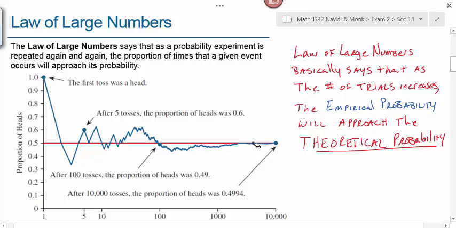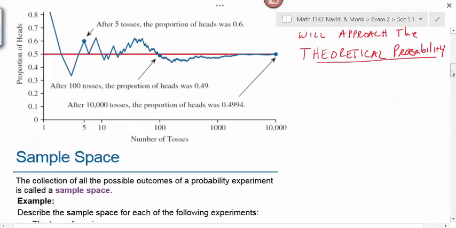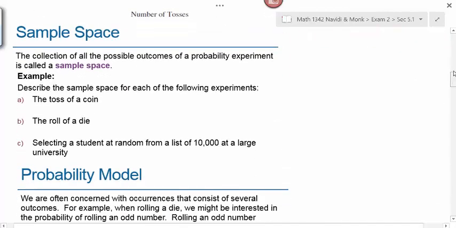Now we're ready to talk about what a sample space is, even though we've already discussed it a little bit. The collection of all possible outcomes of a probability experiment is called a sample space. I've got 3 scenarios here, and I want you to tell me what the sample space is. Describe the sample space for each of the following experiments.